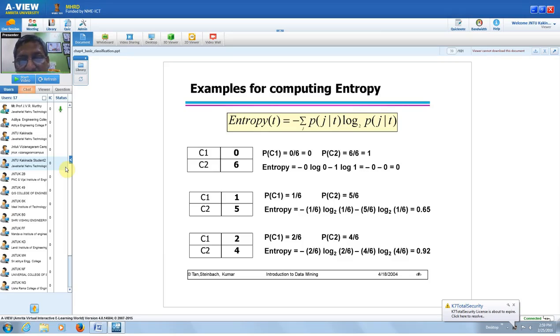Suppose if you have 2 and 4, the probabilities are 2 by 6 and 4 by 6: 2 by 6 log 2 by 6 to the base 2, 4 by 6 log 4 by 6 to the base 2. The entropy is 0.92 with this.